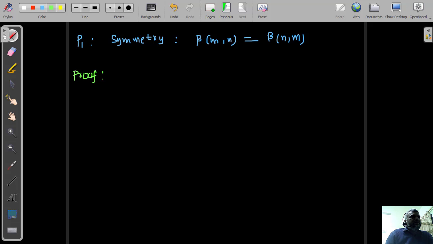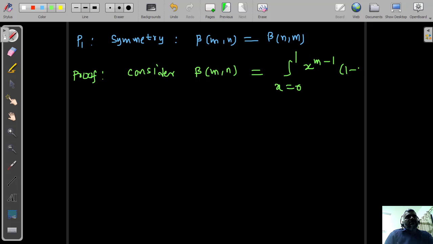So consider beta of m comma n, which means the LHS. So let us take beta of m comma n. Apply the definition of beta function: since we know that the beta function definition is integral x equal to 0 to 1 x to the power of m minus 1 times 1 minus x power n minus 1 dx. Let us mark this as equation number 1. Now we need to prove this equals the RHS, beta of n comma m.